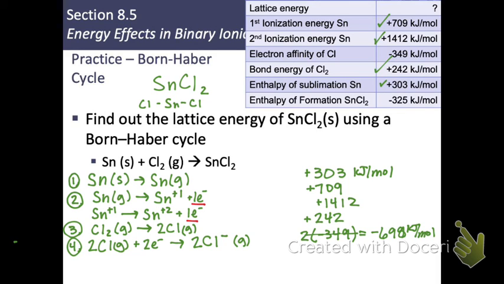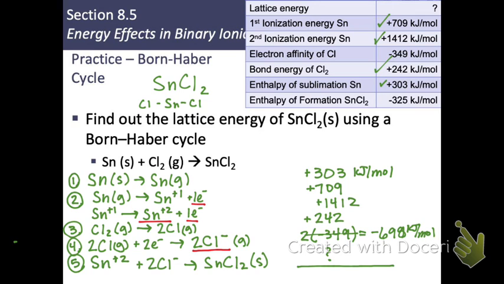Now the last step, we've got prepared ions. We have 2 Cl minus and we have an Sn plus 2. So step 5 is our lattice energy step. And that tells us we've got Sn plus 2 plus 2 Cl minus yields SnCl2 solid. But this is where our question mark is. We don't know the lattice energy. That's our goal, is to solve for that. But we know all of this equals the enthalpy of formation, which is negative 325.